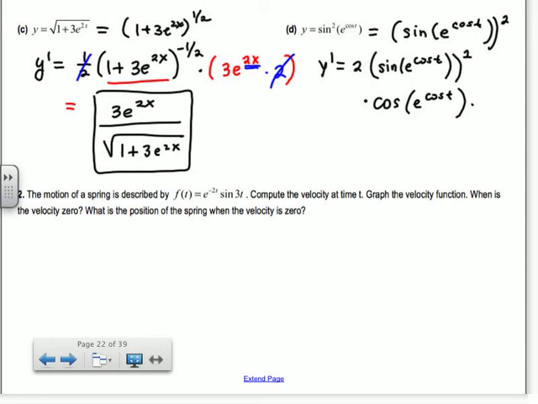Wait, doesn't the 2 go away? No, negative sine. That's a 1. I didn't want it to look like a prime. All right, so times e to the cosine t times negative sine. Wait, is it negative sine t or just negative sine? Negative sine t. Negative sine of t, yeah.